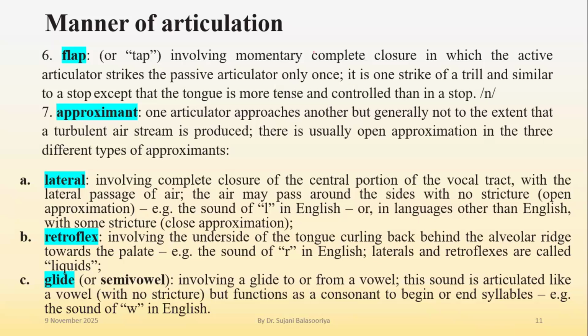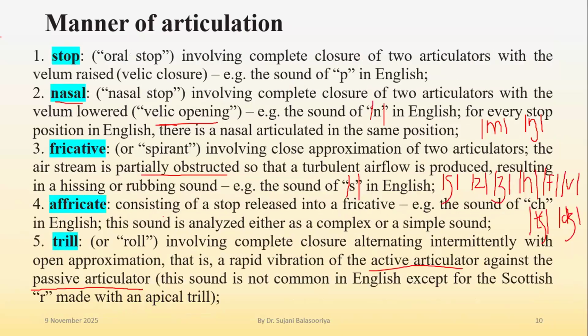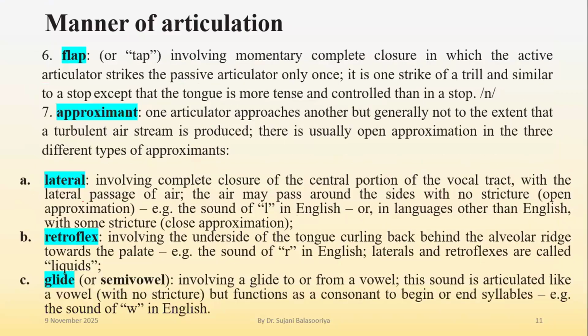Actually, these trills and flaps are not very common categories, right? Because we don't find many examples in our languages too, but still you need to have some idea. And the 7th one, the last one, is approximant, right? Here, one articulator, that means one speech organ, approaches another speech organ, but generally not to the extent that a turbulent airstream is produced.